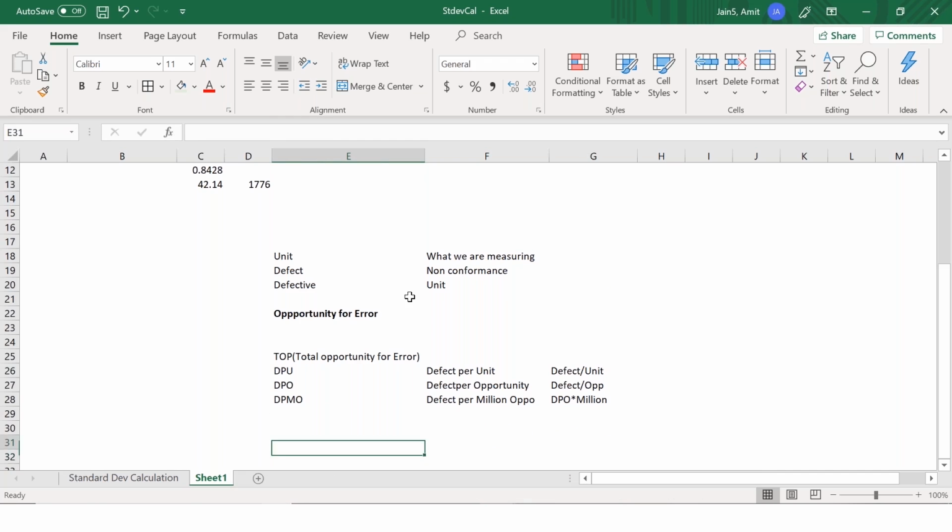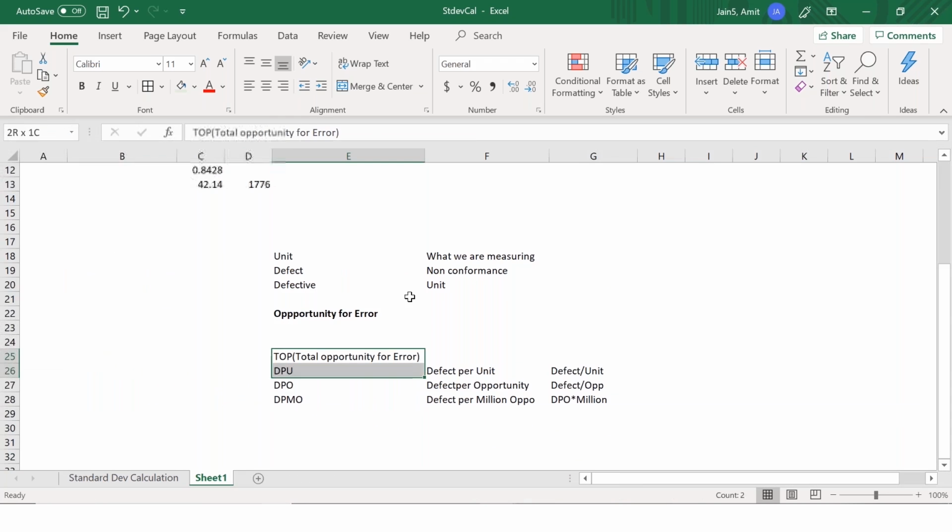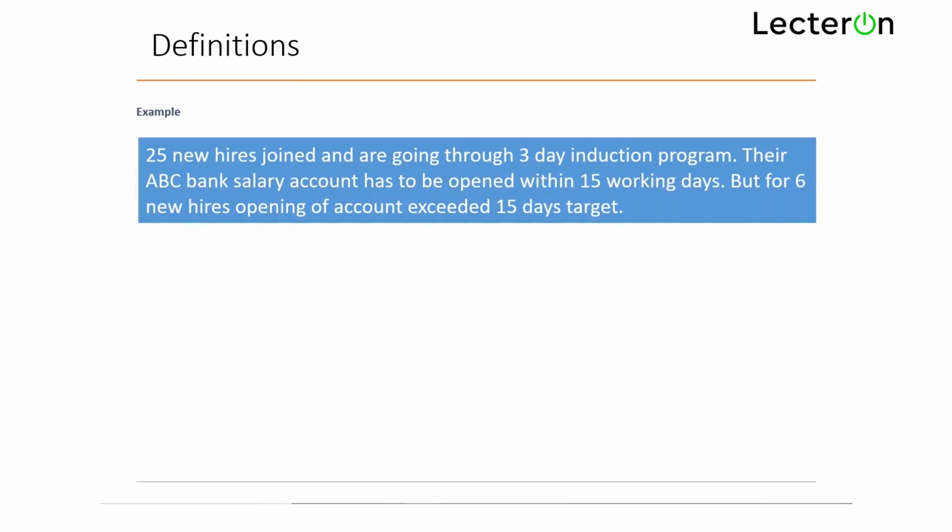Okay, great. So these are the various things that you would calculate, and everything is there in the presentation as well. It's just on different slides. So you calculate DPU by defect upon unit, DPO by defect upon opportunity, and DPMO by DPO multiplied by 1 million. Let's go back to one of the case studies.